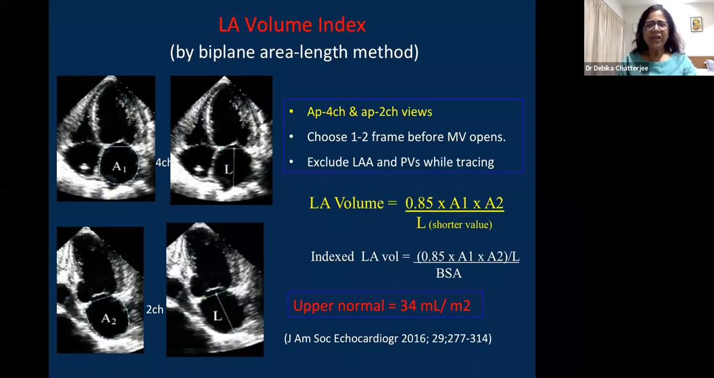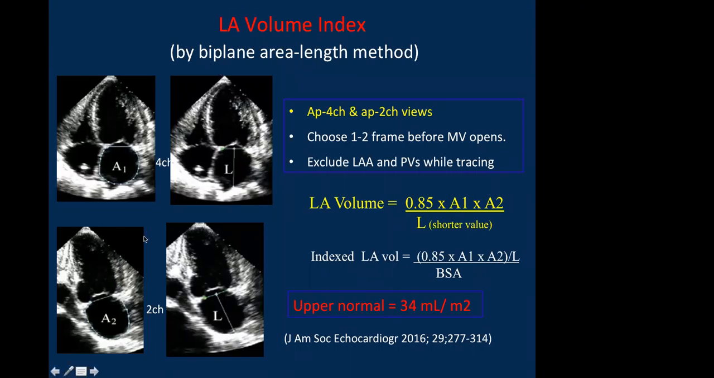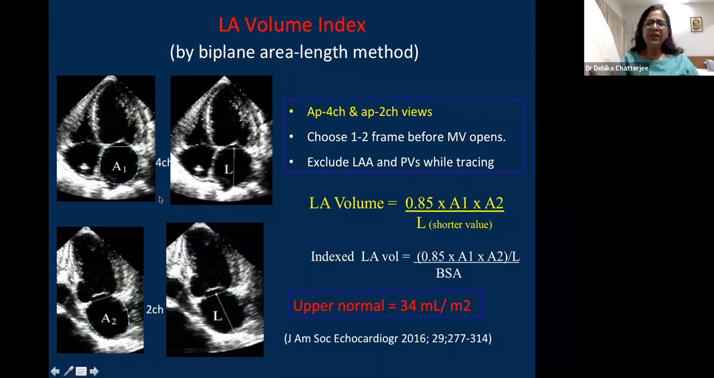As per the guideline, you need to measure the LA volume and index it to the body surface area. It has to be done by the biplane area length method, where we use the apical 4 chamber and its orthogonal view, apical 2 chamber. Now, how do we measure the LA here? We are going to measure the area and the length, by which we'll get the volume.